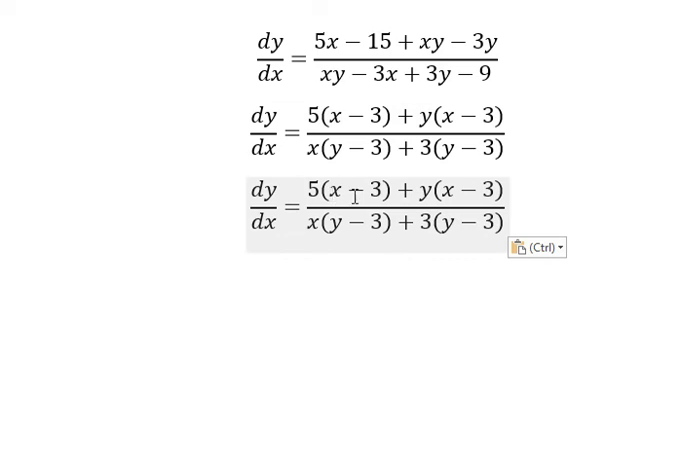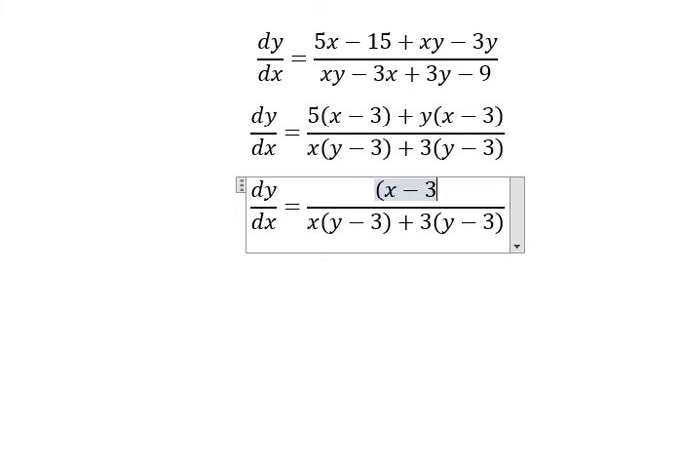Next, we have s minus 3, s minus 3. We can do factorization in here. Now, similar for this one.